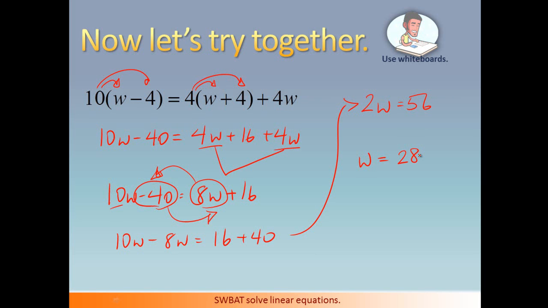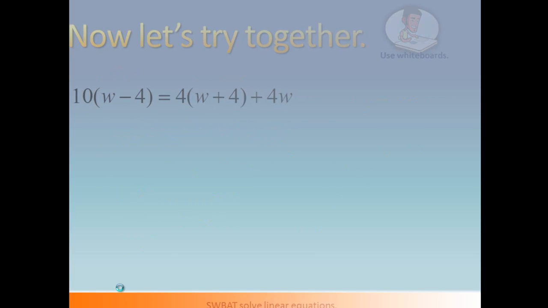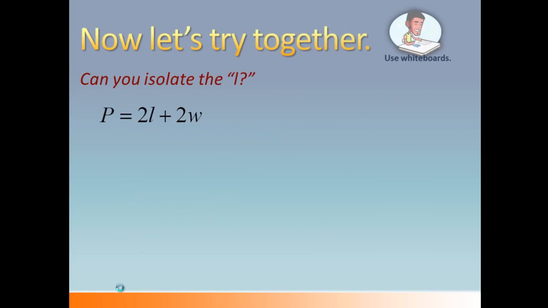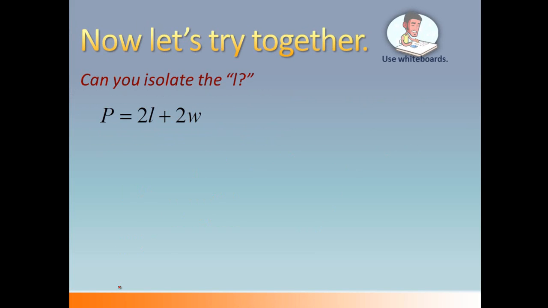Okay, alright. Let's go on. We have a couple more examples. So the second objective was dealing with formulas and equations and multiple variables. So this is your perimeter formula for a rectangle. Twice the length plus twice the width, but we want to isolate this L. We want to get it by itself. So how do we do that?